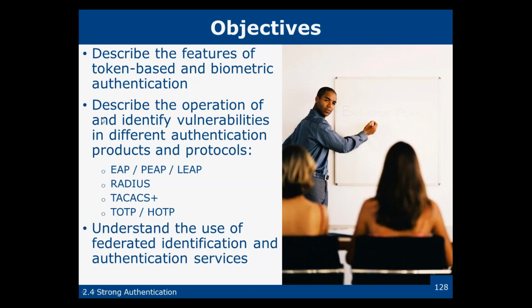So the objectives are: describe the features of token-based and biometric authentication, and those are going to be the other factors we're going to use. Describe the operation of and identify vulnerabilities in different authentication products and protocols: EAP, Extensible Authentication Protocol; PEAP, Protected Extensible Authentication Protocol; and LEAP, Lightweight Extensible Authentication Protocol. And then we'll talk a little bit about RADIUS and TACACS.